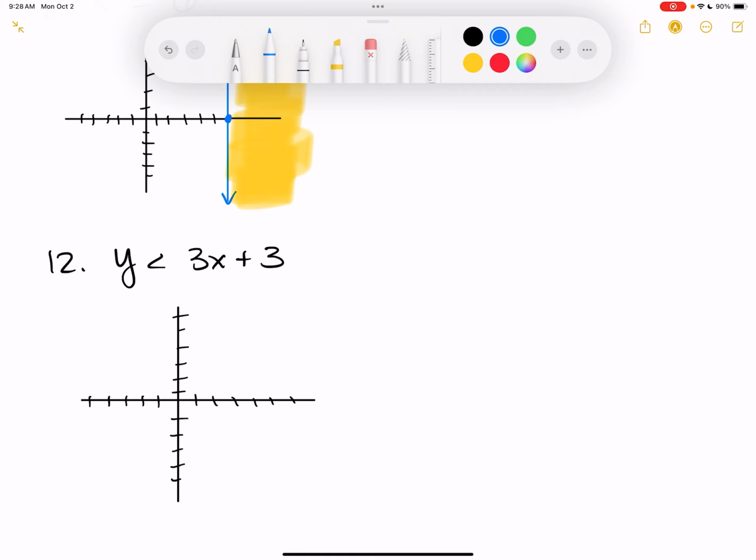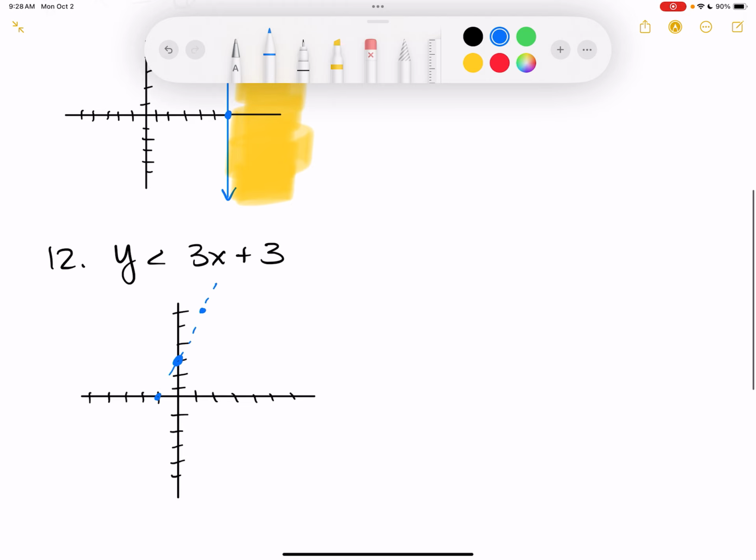All right, so I have an intercept at 3, slope of 3, so up 3 over 1, or down 3, back 1. Is this solid or dotted? Dotted, because it's just less than. And then y is less than, so I would shade where? The bottom. So it's where y is smaller than that. So that's going to be anywhere down here.